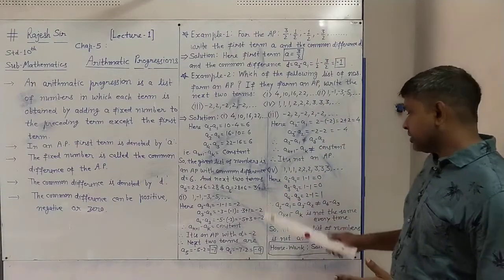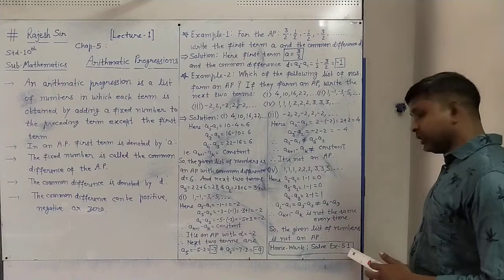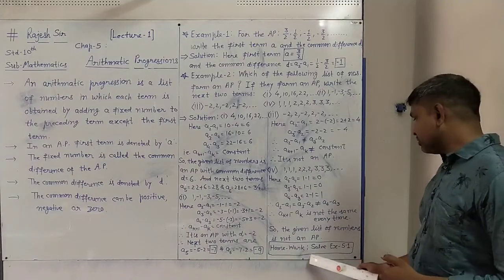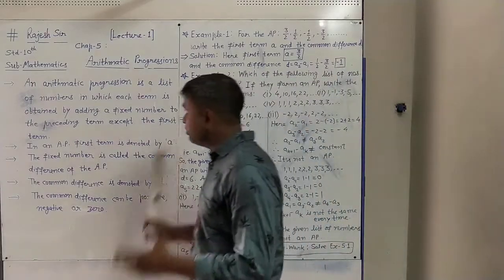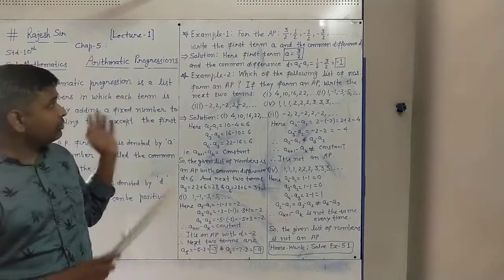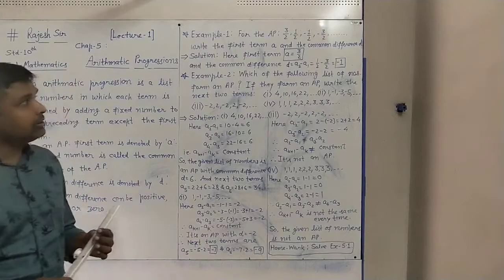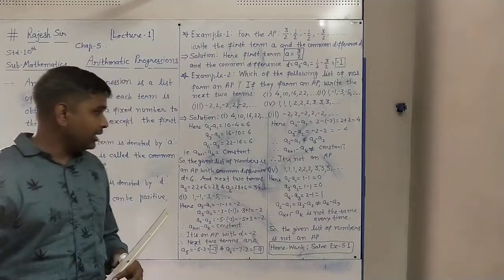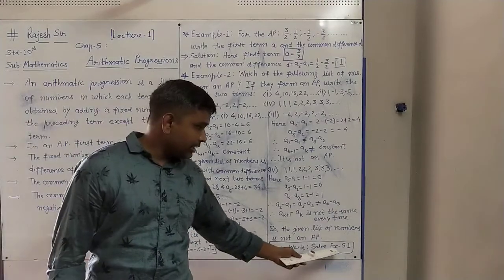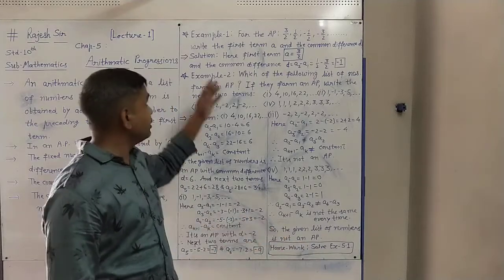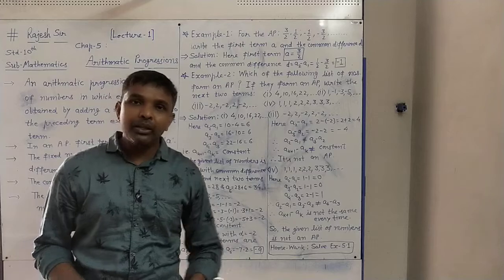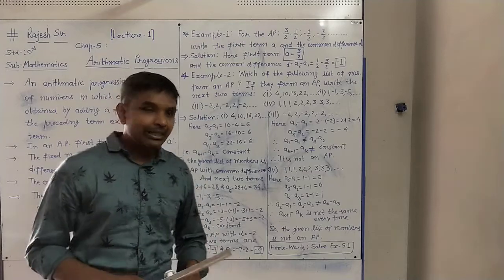Only this type of questions are given in exercise 5.1. So it is your homework to solve exercise 5.1 and complete it. Very simply you can do it. You see this, write it once in very good handwriting, and try to solve exercise 5.1. All the questions are related to example 1 and 2 types only. So you can solve it very easily.